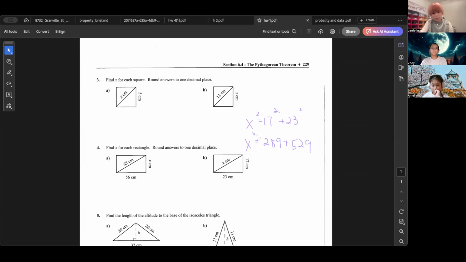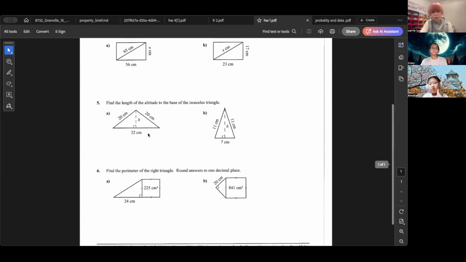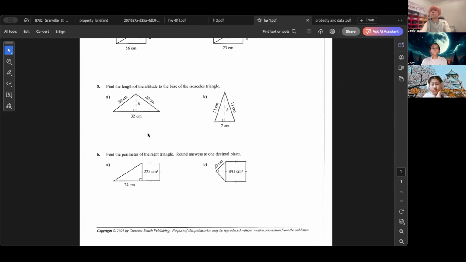So we put them together, equals 818, right? And I square rooted, equals 28.6006. And we only need one decimal, so equals 28.6. Very good. So both of you get the right answer. Okay, get it? So we only need to focus. Okay, so number 5.